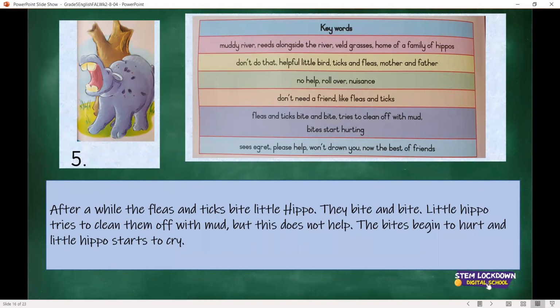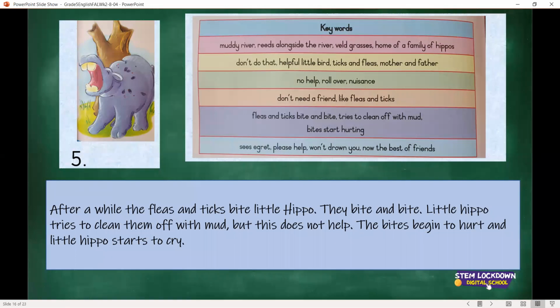Okay, so the bites begin to hurt and little Hippo begins to cry. So this is where you learn how to use "and" to list things like fleas and ticks. You use repeating a word, like I have used bite and bite. This helps you make it more interesting so that you can imagine how the characters in the story are feeling. The "but" helps to show you the effect of the cause.